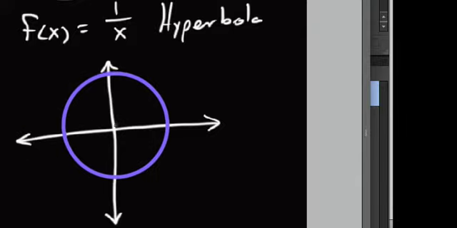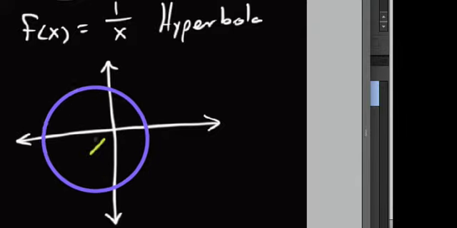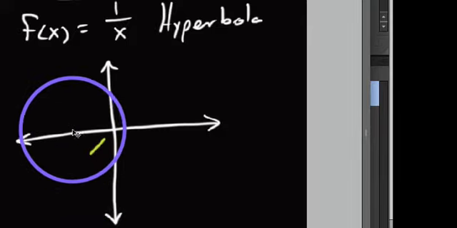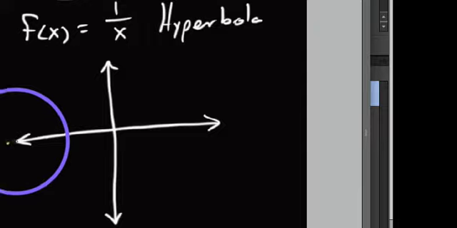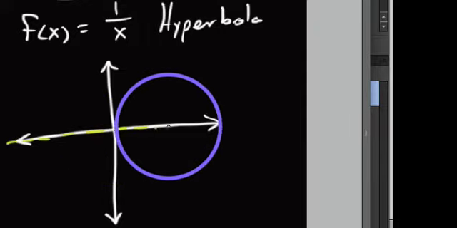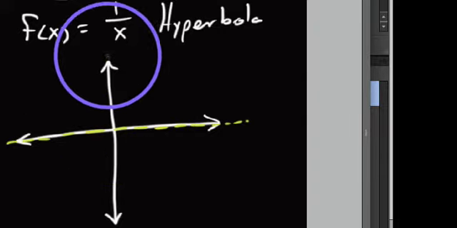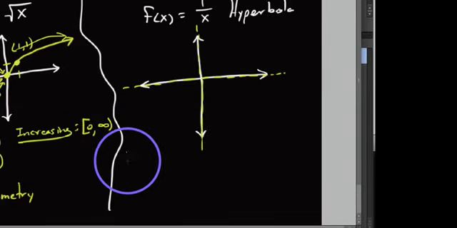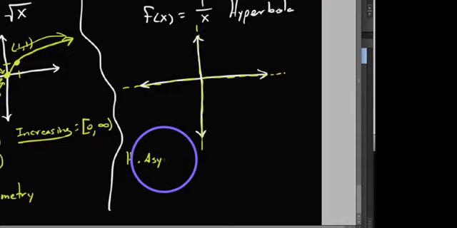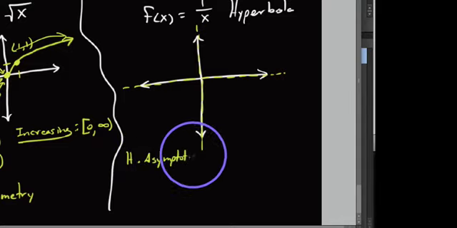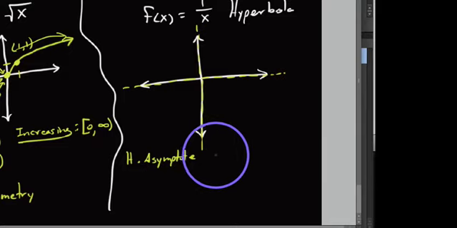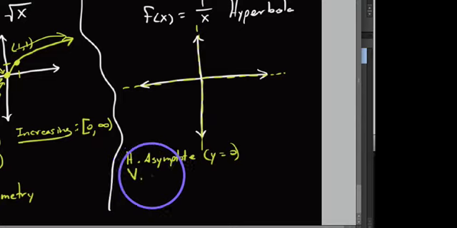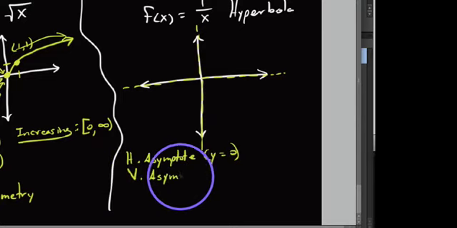So this hyperbola, the interesting thing here is this is going to be the first parent function that does not go through the origin, okay? It's not going to go through that. What you do want to know is this, though. This graph has a horizontal asymptote on the x-axis, and it has a vertical asymptote on the y-axis. So we say horizontal asymptote at y equals 0.